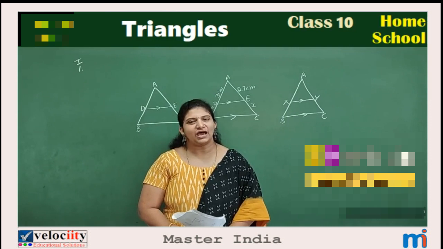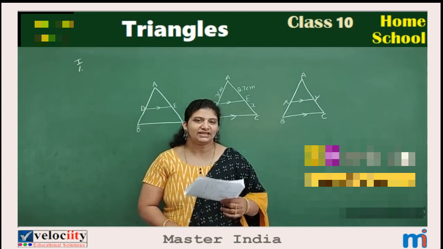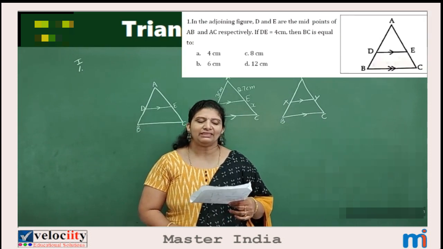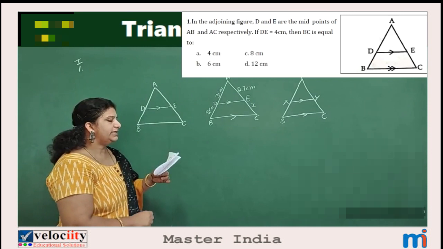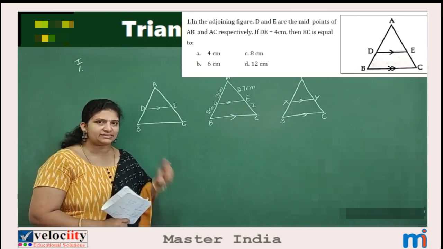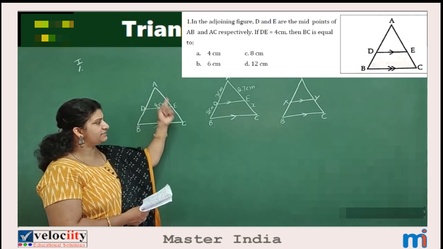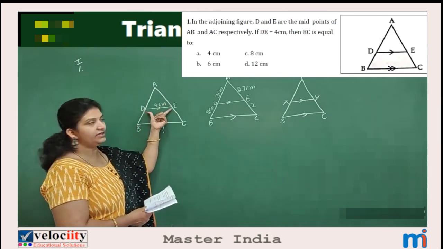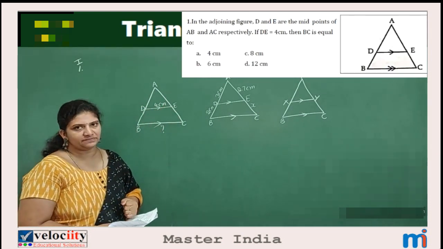Today in this session, I am going to discuss MCQs from the triangles chapter. Let's start the first one. In the adjoining figure, you can see the first figure. D and E are the midpoints of AB and AC respectively. D is a midpoint of AB and E is a midpoint of AC. Given DE length is 4 centimeters, we need to find BC.